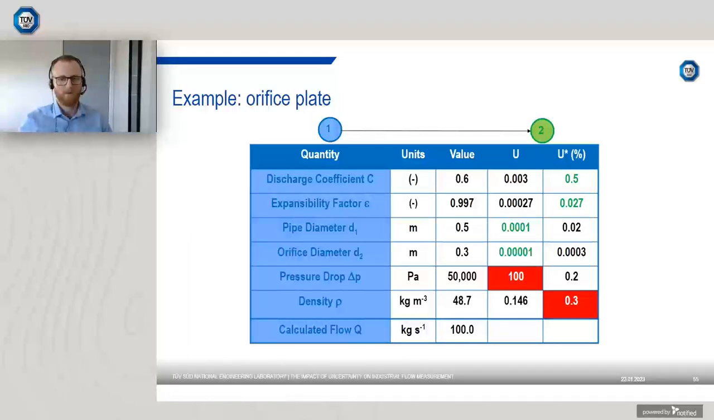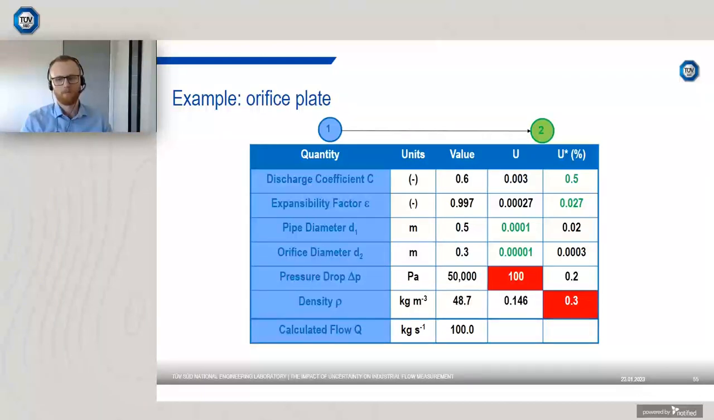Stage 2, we then have to identify all of the associated uncertainties with each of the parameters in the equation. The first two, highlighted in green, are stated as relative uncertainties. The uncertainty in discharge coefficient stated here is 0.5%. This could be through calibration or through the various standards based on the manufacturing tolerances of the orifice plate. Expansibility factor will be a fluid property, based on pressure and temperature, and there will also be an equation fit of data. The uncertainty stated in the expansibility factor is 0.027%.